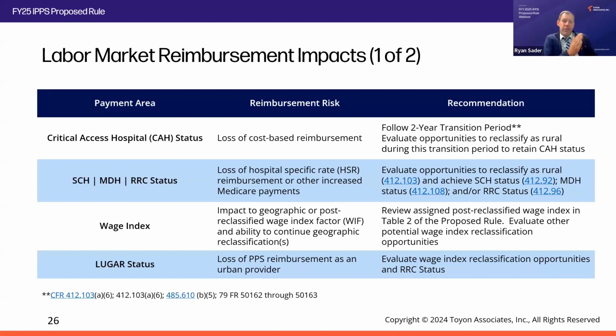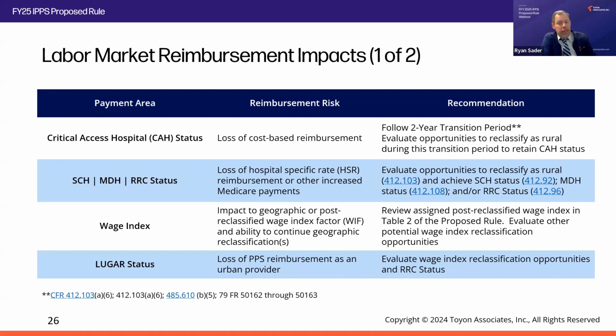If you have a situation where you are going from a rural to an urban area that impacts your critical access hospital status, that could be a big deal, right? Obviously, you could be losing cost-based reimbursement. So what CMS proposes here is they follow this 2-year transition period, and we've got a reference to the regulations down there.